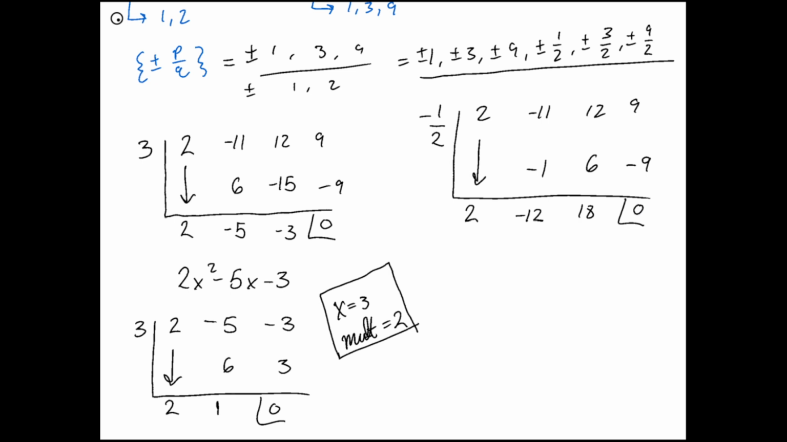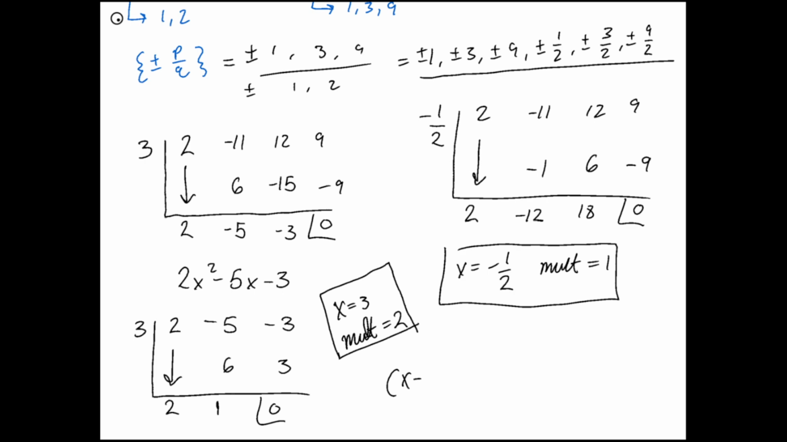You would want to test this again, but I will let you in on a little secret that this has multiplicity 1. Don't want to spend too much time doing this. So this is x equals negative 1/2, multiplicity equals 1. Okay, so with this in mind, I can now create a factored form of this function. So I know I will have x minus 3, remember, because x equals 3 is the 0, and its multiplicity is 2, so that's a squared term.